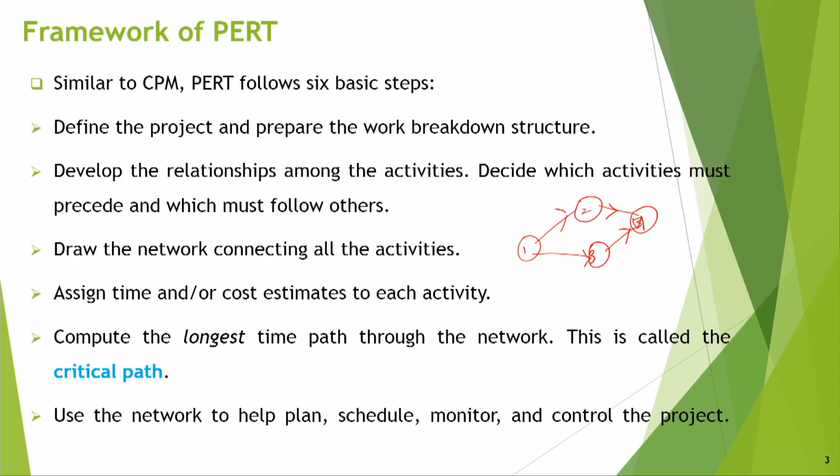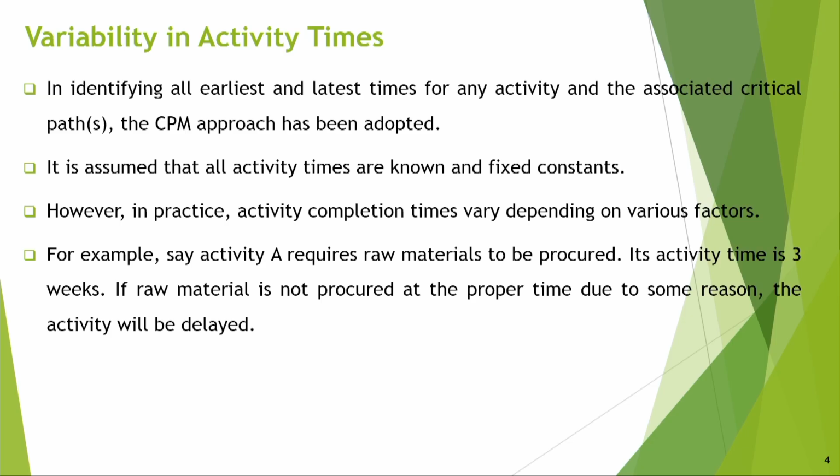Then assign time and cost estimates to each activity, then compute the longest time path through the network. This is called the critical path, the longest path in terms of time. That means one activity goes and then another activity goes, and this is the maximum time it will take. Use the network to help plan, schedule, monitor and control the project. The main thing here is the variability in activity times. In identifying all earliest and latest times for any activity and the associated critical paths, the CPM approach has been adopted. That means other things are done in a similar way.